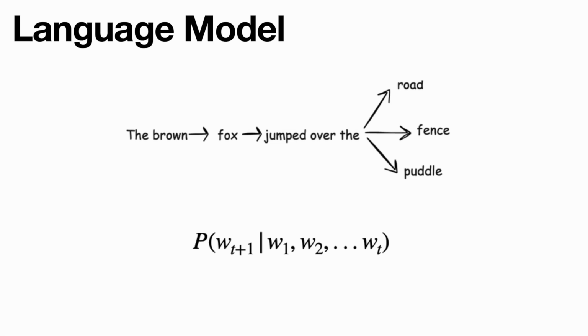So here we have one example. The brown fox jumped over the... Then we have three options. It can be either road, fence, or puddle. How do we decide? I'm just showing a simple example here. We can have multiple options, right? But how does a model know which one should come?